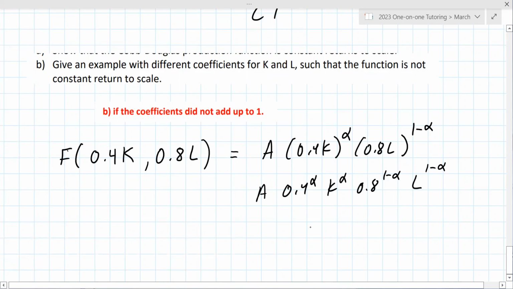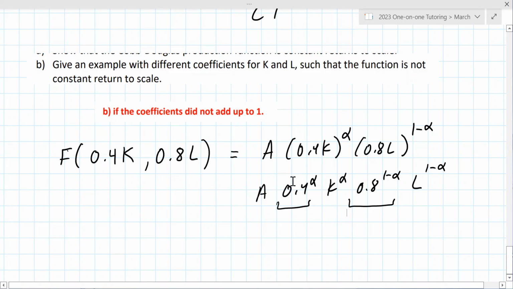And what you find is that this part and this part do not get you to the C. Like if you picked a value of alpha, you will see that. So you just have to show that it doesn't work.